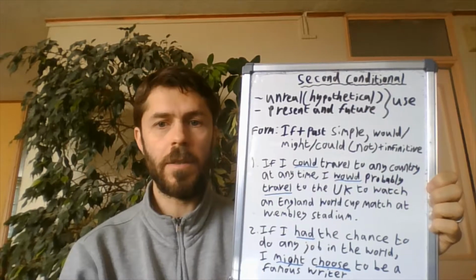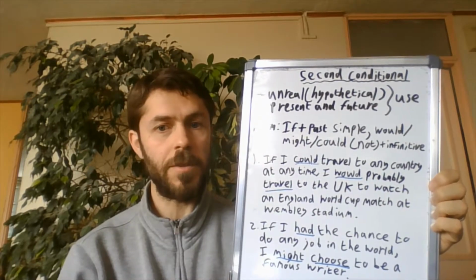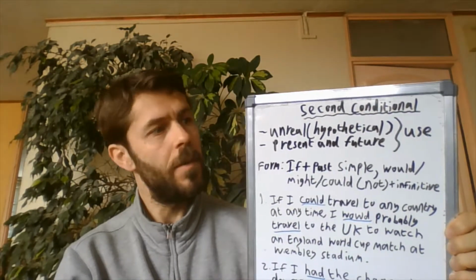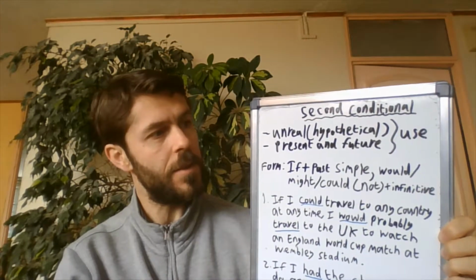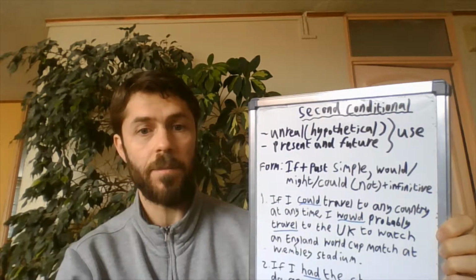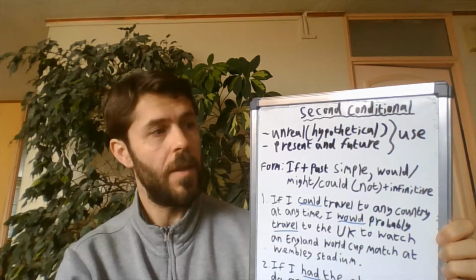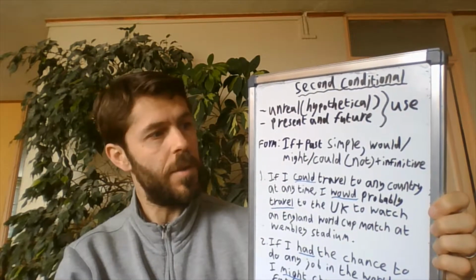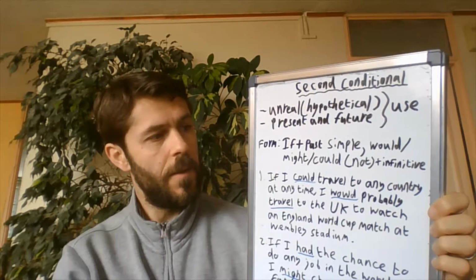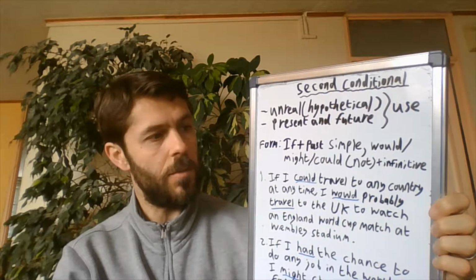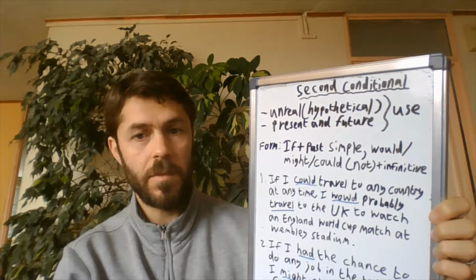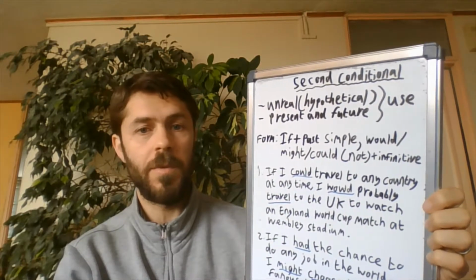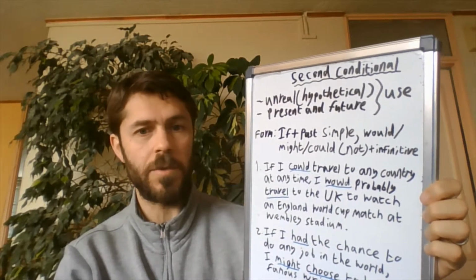Okay, so let's look at my answer to those questions. Remember that we're talking here about unreal hypothetical situations in the present or future. And the form here is if plus the past simple, and then would or might or could, not if it's negative, plus the infinitive without to. Okay, remember it's the infinitive without to.